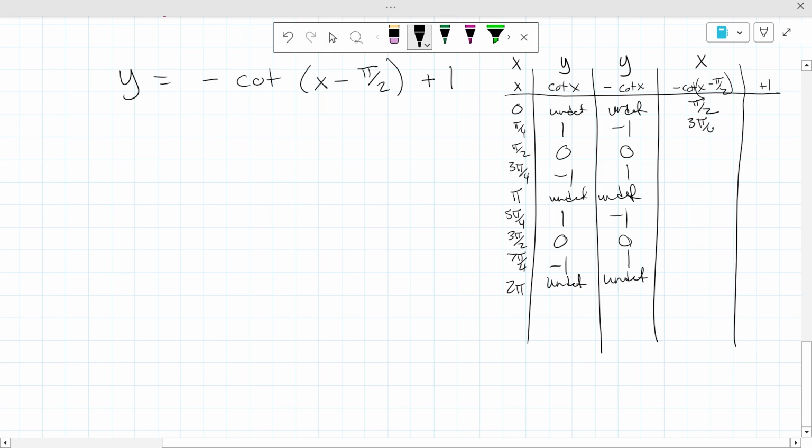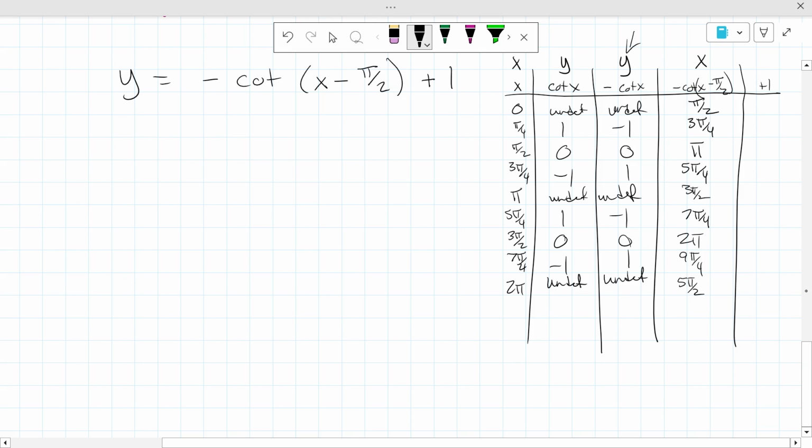This is 3 pi over 4. This is pi. This is 5 pi over 4. Whoops, did I screw it up? Yeah, I did. Pi is not 2 pi, it's 3 pi over 2. And then it's 2 pi here. And then it's 9 pi over 4. And then it's 5 pi over 2. And then plus 1 takes this y and moves everything up by 1.